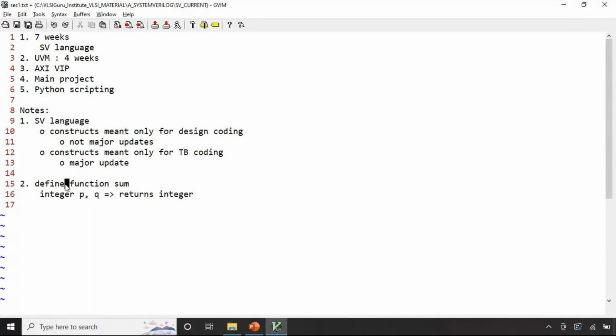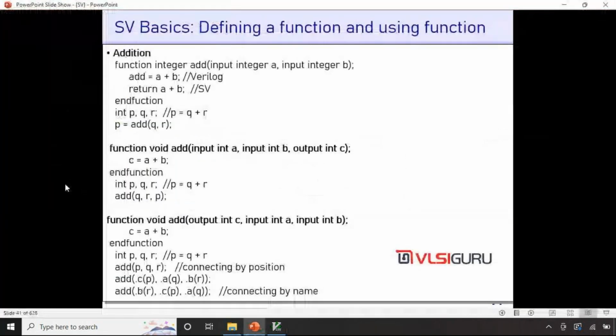They are not going to ask you a very complex question. By that, they can judge how good you are with the basics. Simple. What is the expectation? Function integer add, input integer A, input integer B. add equal to A plus B. Of course, begin end is missing; I should write begin end. In SystemVerilog, we don't write add equal to A plus B. We write return A plus B.